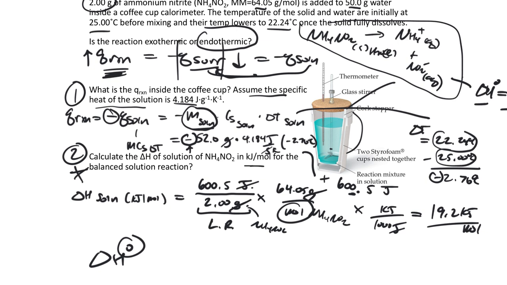You'll see delta H's that are a property of a solution, like in kJs per mole. A delta H naught, to me, is telling us this is for the reaction, for that balanced reaction.